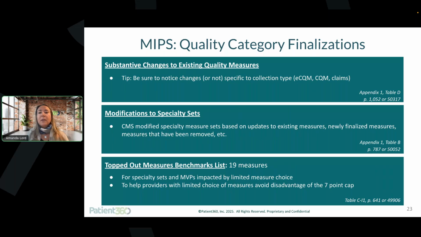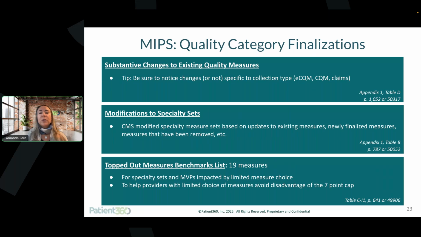So to avoid penalizing clinicians in specialties with few measure options, they did finalize a list of 19 topped out measures for 2026 that are going to be scored using an alternative benchmark. And it's good news, because it means that those 19 measures aren't subject to the 7-point cap. So you could still earn up to potentially 10 points if you're doing well on them, and avoid being disadvantaged just because your specialty has limited reporting options. So that's a good thing.